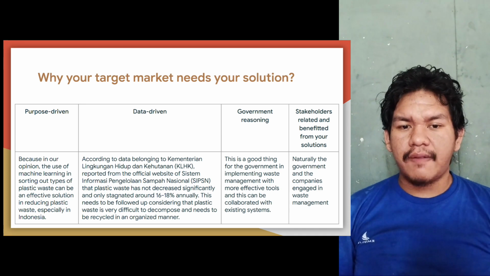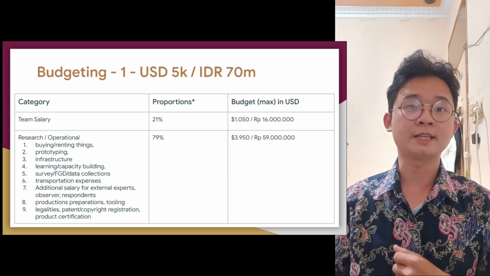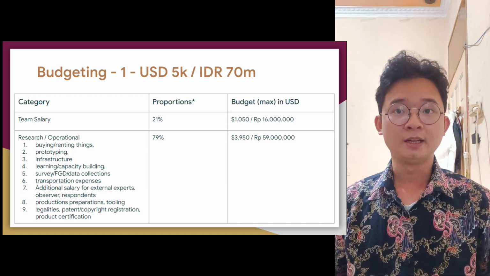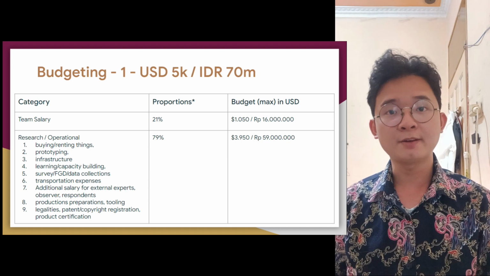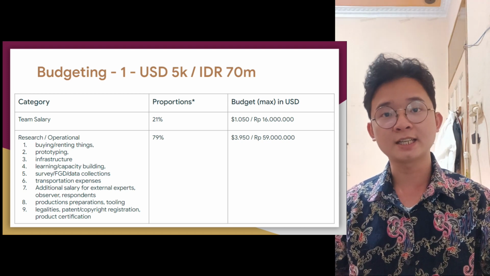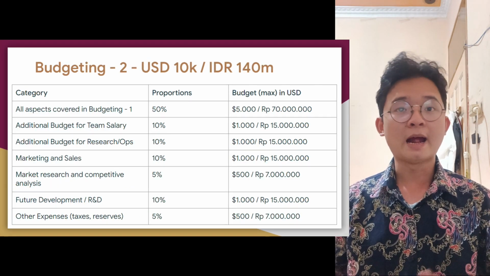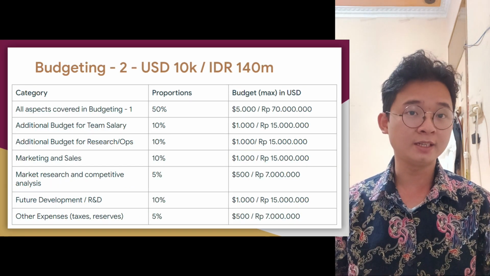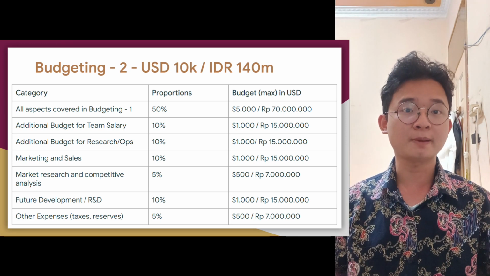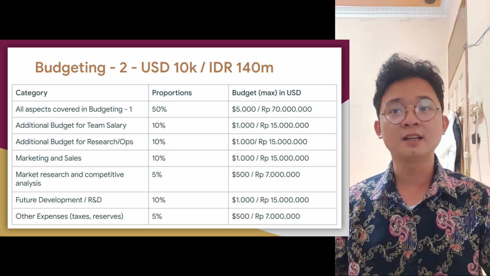Next, I hand over to Andy Huangwijaya. Hi, I am Andi Huangwijaya and I will be presenting about budgeting and sustainability. The first slide is our plan for 5K funding. We have combined employee salaries and research and operational costs. In slide 2, our plan for 10K funding, we have included future projection by adding marketing expense, future updates, and other expenses like tax.